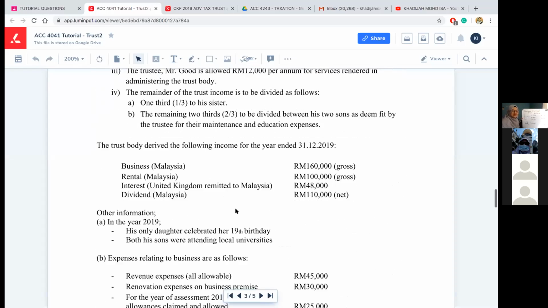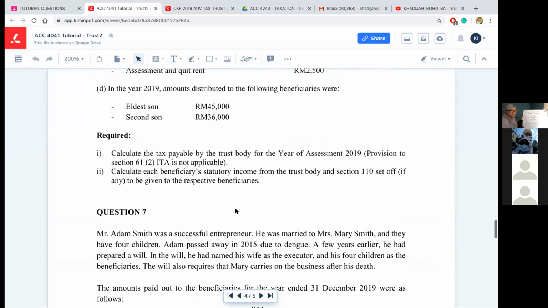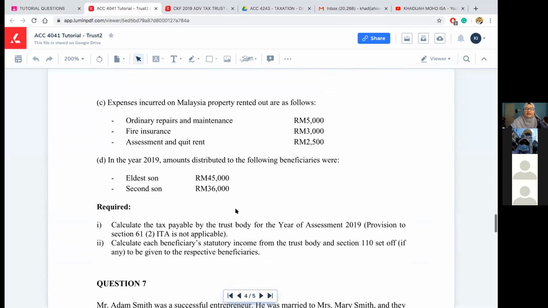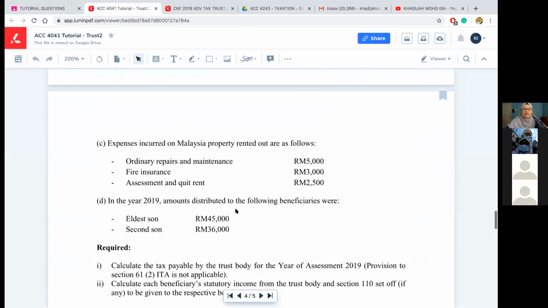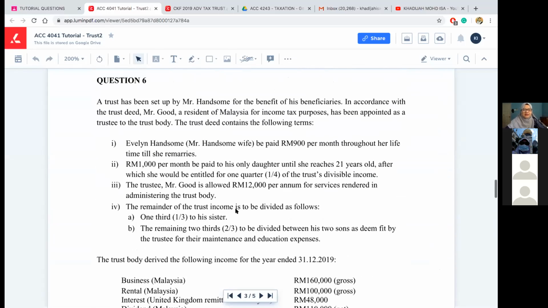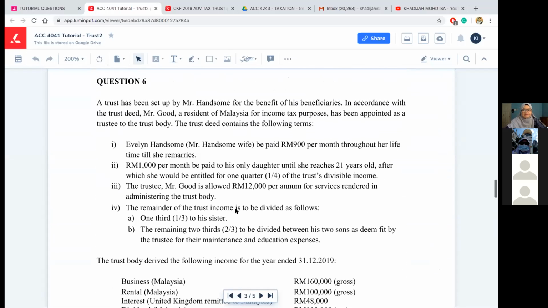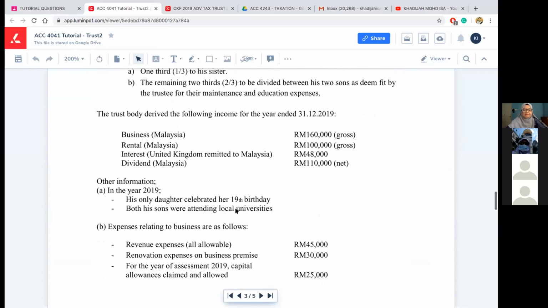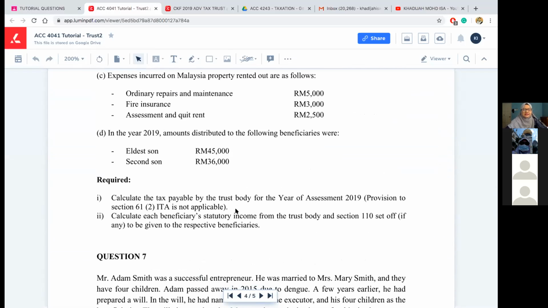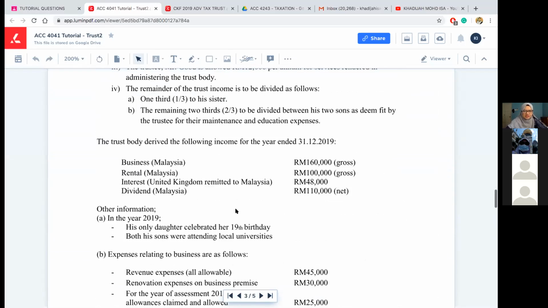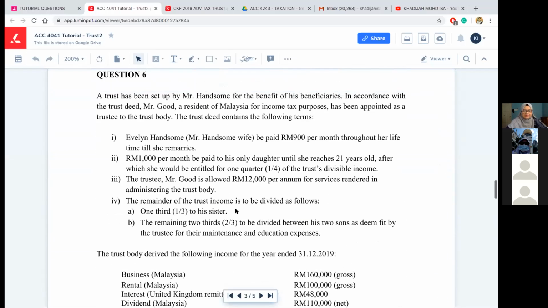Okay. Question number 6. I don't want to go through question number 6. Can? Those who have attempted question number 6 and 7, what are you given? It's almost the same, right? It's just a question of whether this is a discretionary or mixed trust.